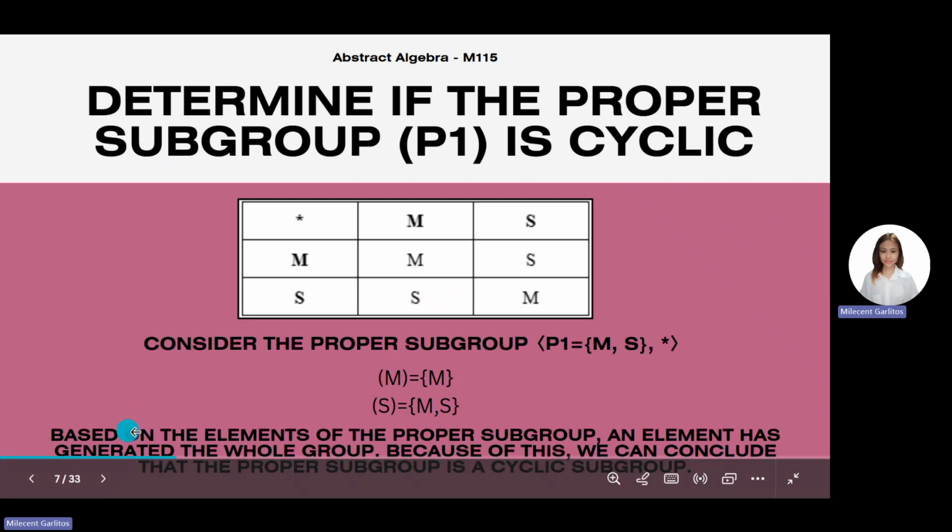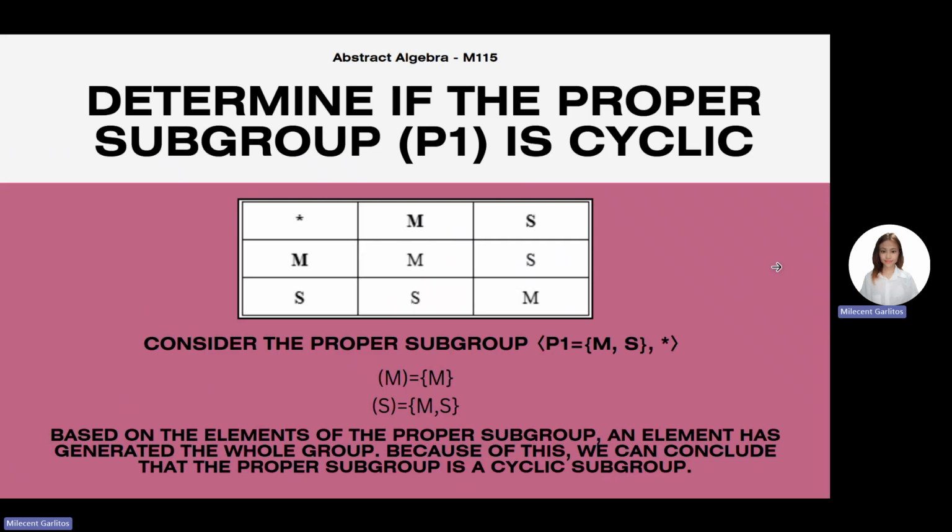Based on the elements of the proper subgroup, an element has generated the whole group. Because of this, we can conclude that the proper subgroup is a cyclic subgroup. We can see here that the element S generated both the elements under P sub 1. So that means that it is a cyclic subgroup.